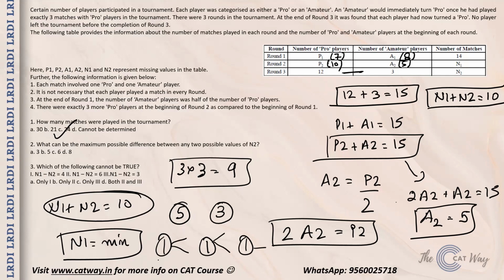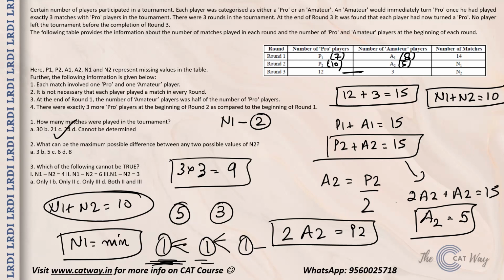Now, see, this is minimizing and maximizing, so you have to take cases. Let's say these 2 players also played 1-1 match in round number 2. When they played 1-1 match in round 2, they both came into the list of pro players. So what it means is, if you talk about the minimum number of matches that N1 should have, even if it has 2 matches, then also all the conditions are satisfied.